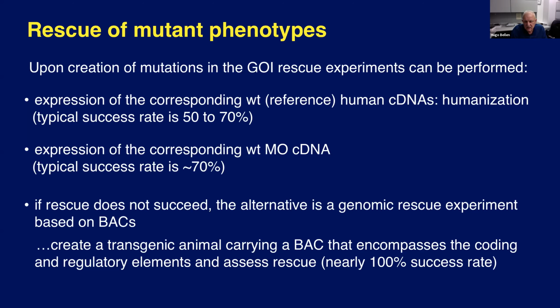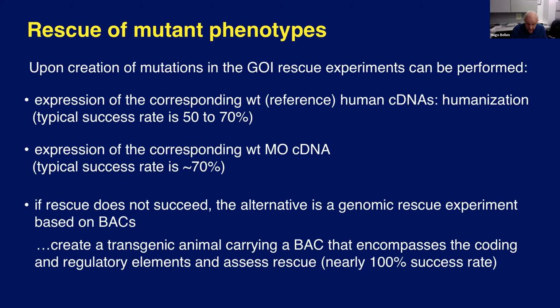And humanization doesn't work all the time. The typical success rate is about 50% if you put the conditions rather stringently. It's about 70% if you're not too stringent and you're just screening for some phenotypes, not necessarily a full rescue. If that fails, and there are many reasons, you may not have picked the right cDNA, there may be codon issues, you can then step over and use the model organism cDNA to rescue and model the variants in the model organism cDNA. The typical success rate of that is 70%.